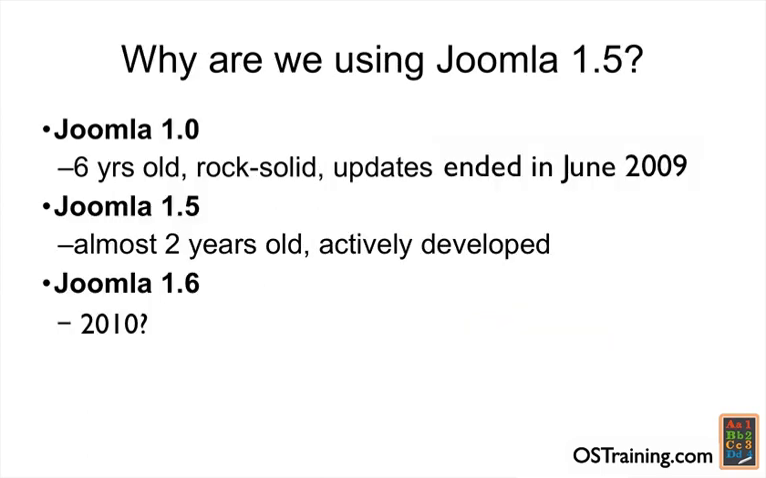We'll be using Joomla 1.5 as we go through this training program. Joomla 1.0 is 6 years old, rock solid, but updates ended last year. Joomla 1.5 is almost 2 years old. It's being actively developed, and there are many, many extensions for it. Joomla 1.6 is due out sometime in 2010. There is an alpha version of it out there you can download and try for yourself, but at this time no one really knows when it will be released and the migration or upgrade path that it will require.